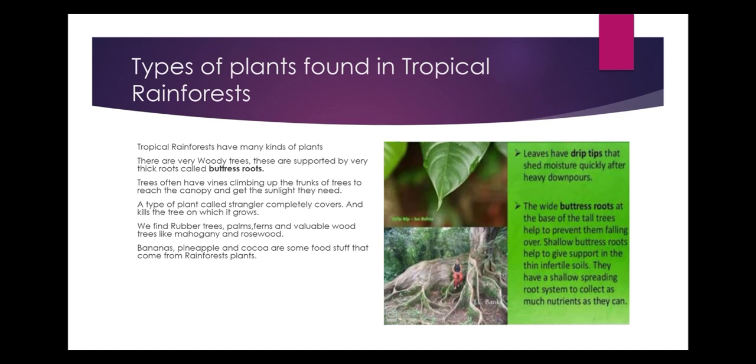A type of plant called strangler completely covers and kills the trees on which it grows. I'll show you the picture of strangler in the next slide. But this is a very strange plant that kills the trees on which it grows. Rubber trees, palm, and fern are also found in tropical rainforest. Some rainforest trees, such as mahogany and rosewood, give us valuable wood.